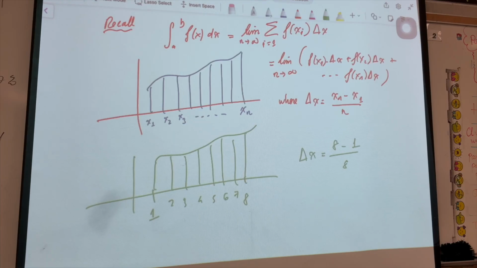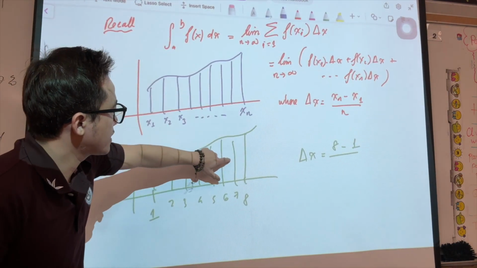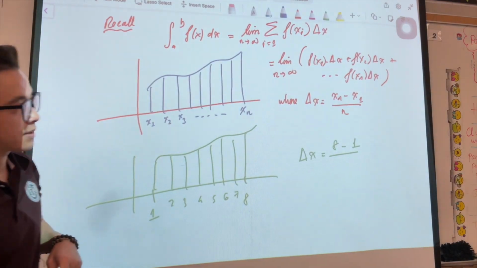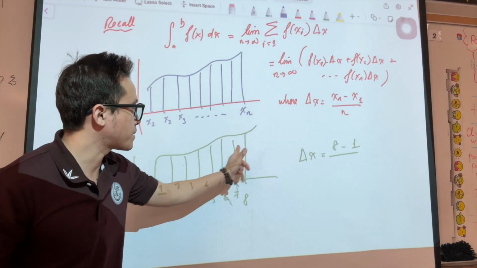No, it's not. Divided by n minus 1, because it depends on where you start. You start from x1; if you start from x0, that's going to be different. So how do we consider one? The number here is 1, 2, 3, 4, 5, 6, 7, n minus 1. Because when you cut it by 8, you only have 7 of them.